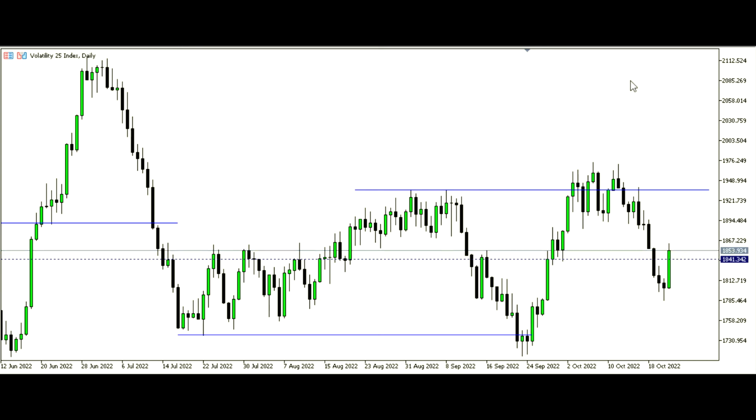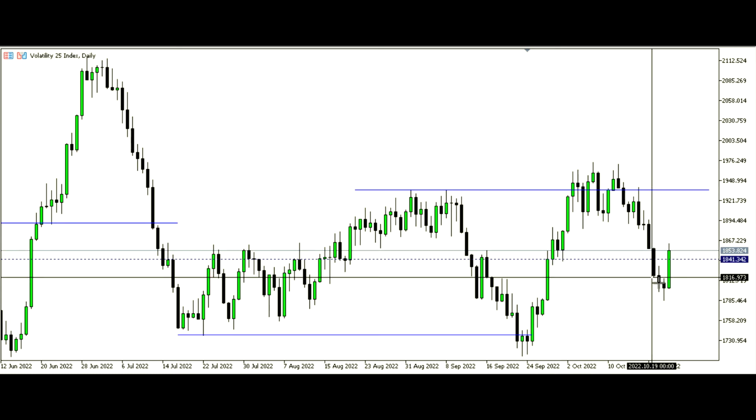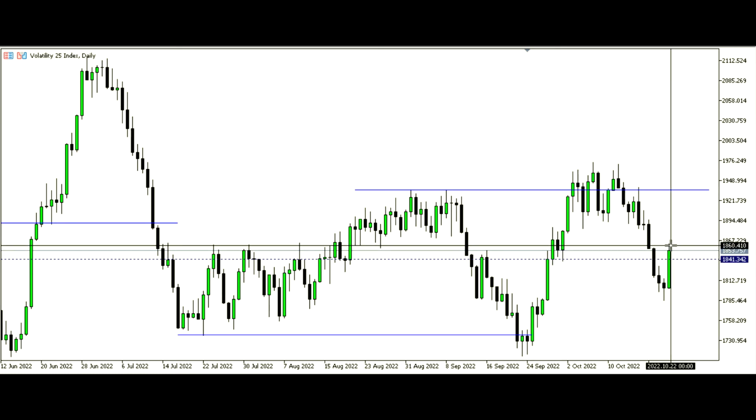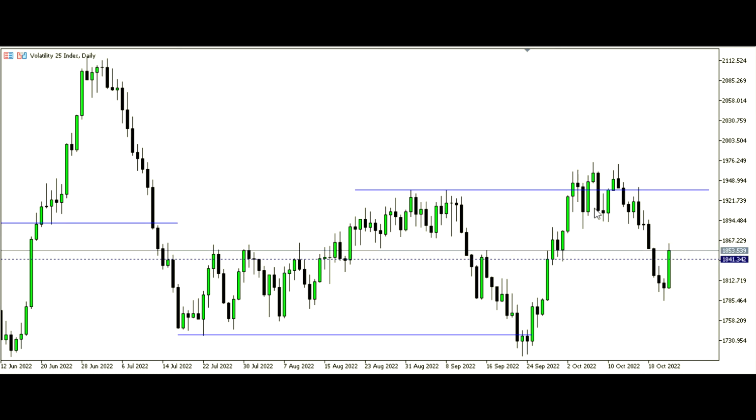Now, my question is, how then does price get to this point and then begin to rally? What is the premise? Okay, so my mentor has a lot of things to teach us. Look at this place. There's what we call a fair value gap.